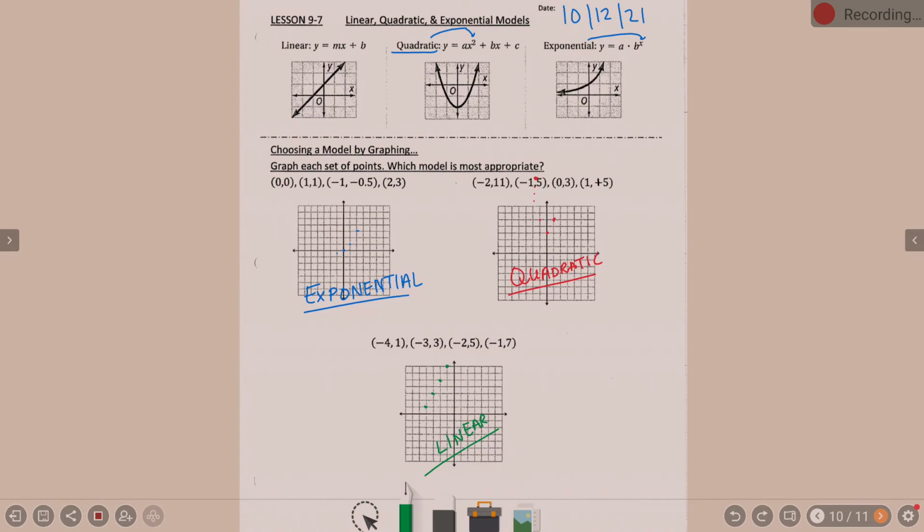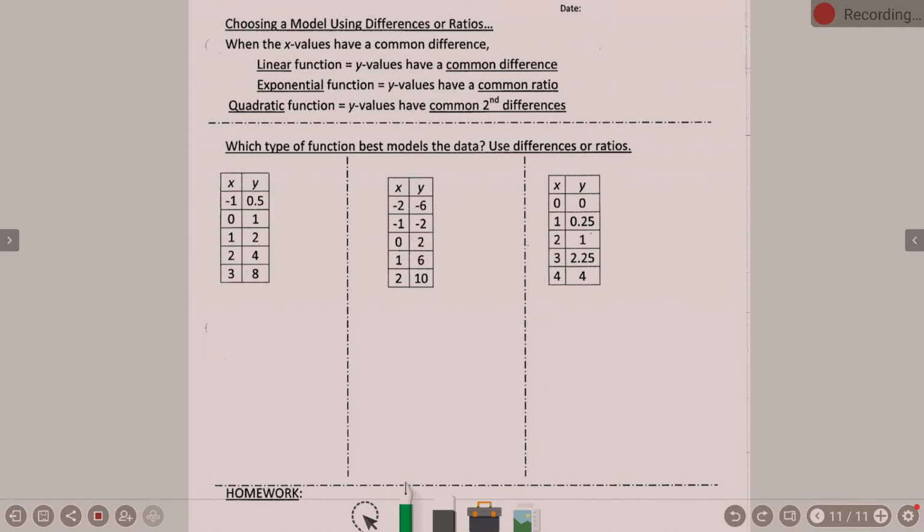Let's look at this next page. As we look at this next page, notice we're not talking about a graph. We just are given this XY chart of values, and we are trying to figure out, just by looking at the chart of values without graphing, whether it is linear, quadratic, or exponential. Okay? So, notice there's some information up top.